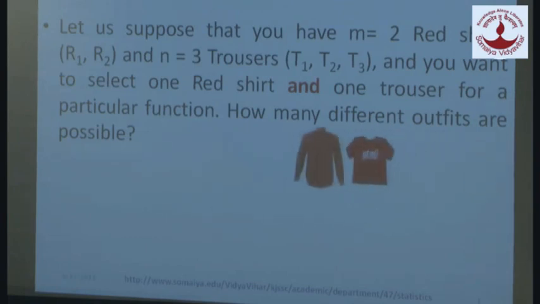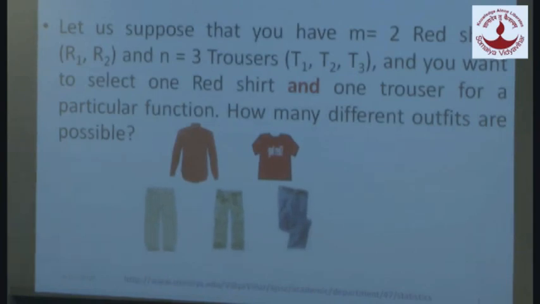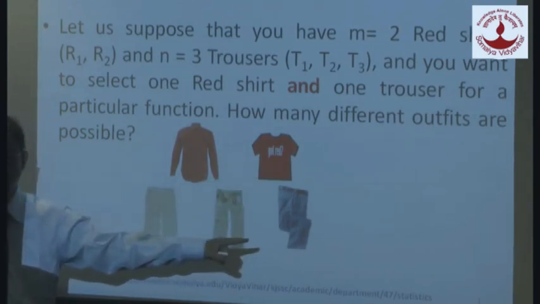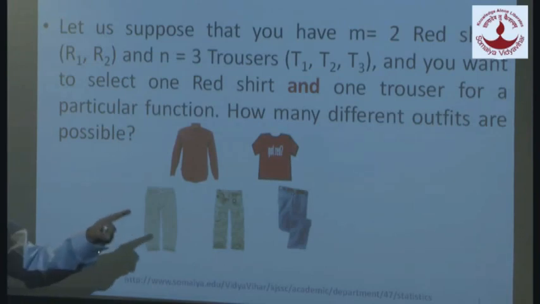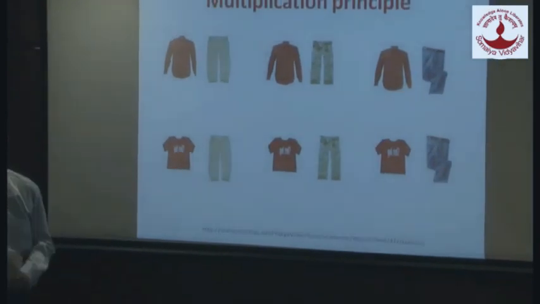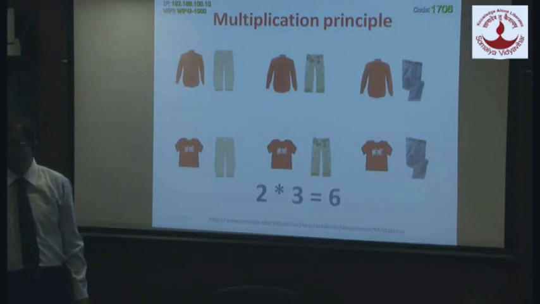Now we are given two shirts and three trousers. That means with this shirt, independently, you can wear either this or this or this. Similarly, with this shirt, you can wear either this or this or this. For each possibility of the first case, there are three other possibilities. Am I right? So the total becomes 3 plus 3, that is 6. Or it is somewhat like this. You will get this picture. So the total number of outcomes will be 2 into 3 equal to 6.